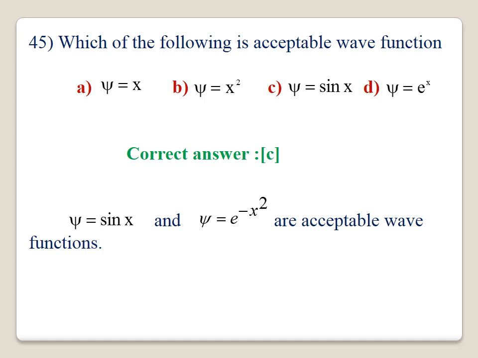45. Which of the following is acceptable wave function? You know very well, for acceptable wave function, the wave function should satisfy the three conditions. According to the three conditions, there are two wave functions that are acceptable: psi equal to sin x, and psi equal to e power minus x square. And here option C, psi equal to sin x, that is the correct answer. The acceptable wave function is psi equal to sin x.